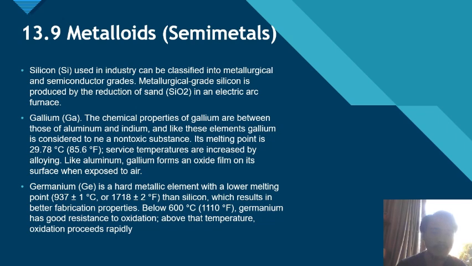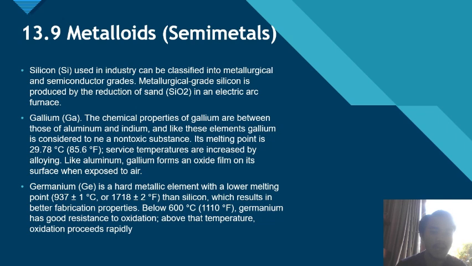Its melting point is 29.78 degrees Celsius. In Fahrenheit, it is 85.6 degrees. Service temperatures are increased by alloying. Like aluminum, gallium forms an oxide film on its surface when exposed to air.